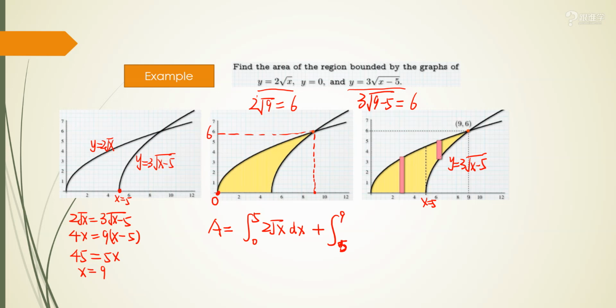For the vertical slices, the area differential dA is going to be the top curve, 2 times square root of x, minus the bottom curve, 3 times square root of x minus 5, dx. So, okay, it's straightforward to find the antiderivative of each integrand and then calculate the final result. It's simple, but there are still simpler methods available for us to calculate the total area.